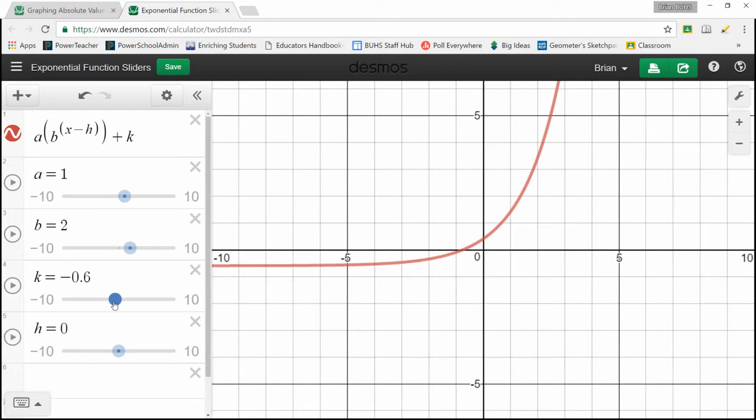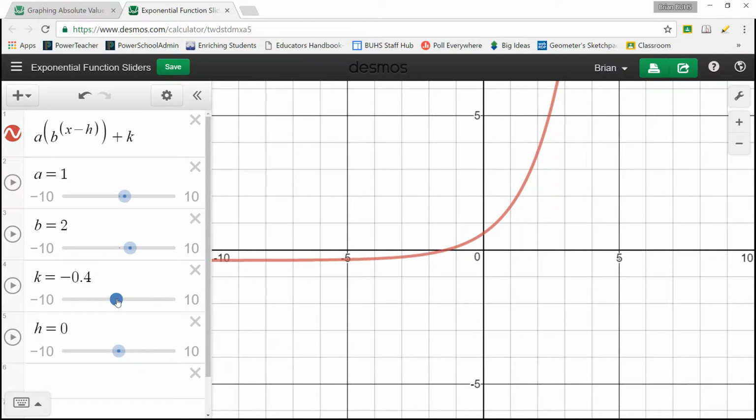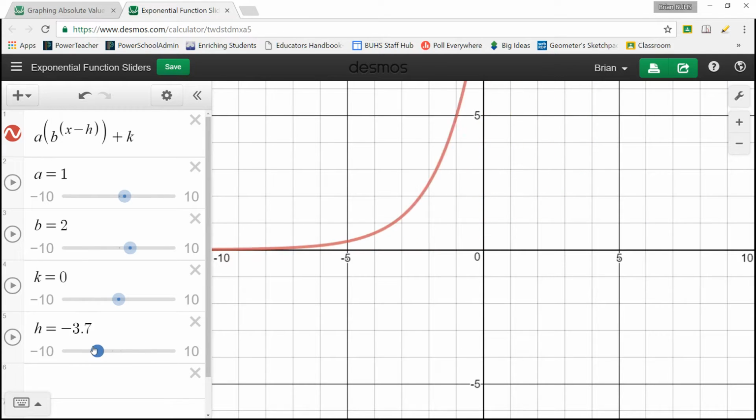Okay, or if I had it down at like -1, now it's getting closer and closer to -1, but is never going to get there. And a horizontal shift is going to be, there we go, the h value, and it shifts it left and right. That's a little bit weirder and harder to see, but that is what's happening.